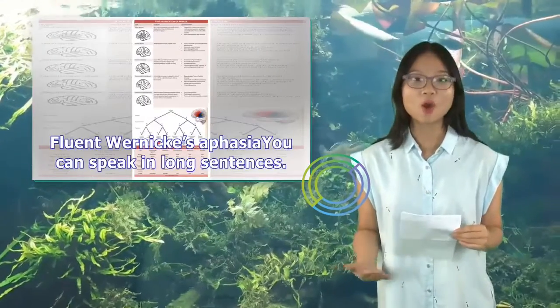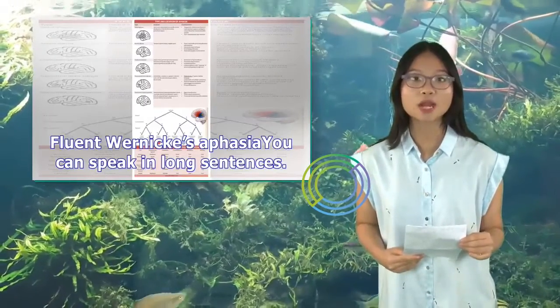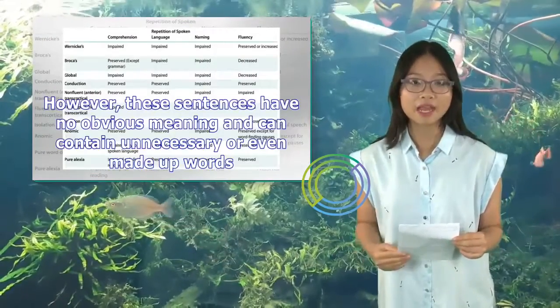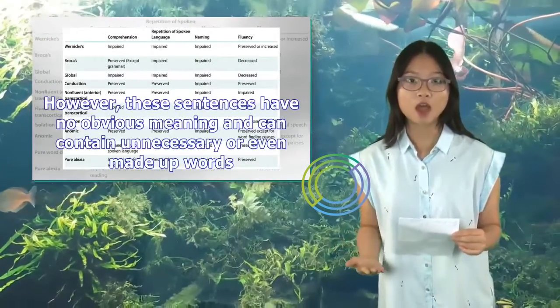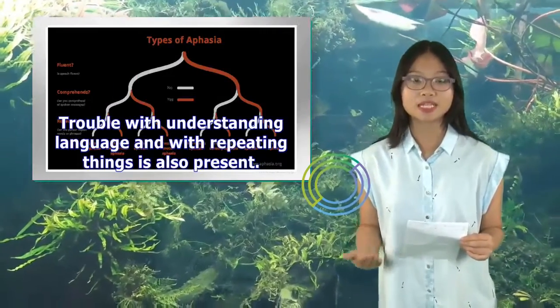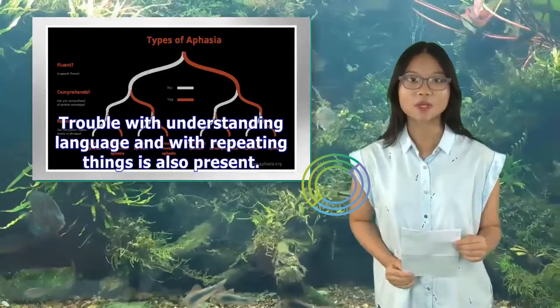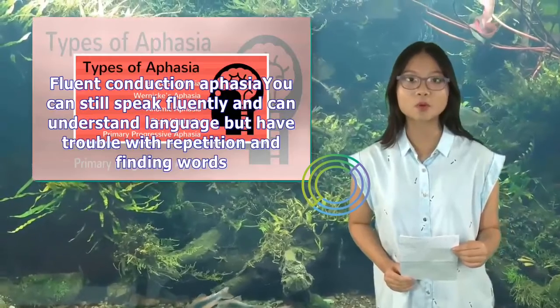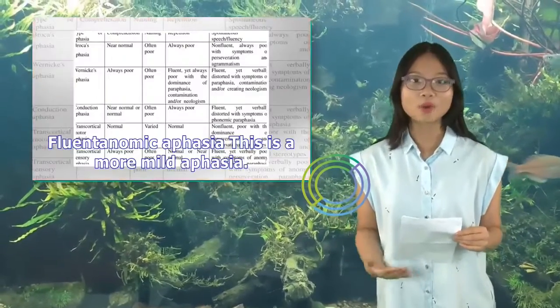Fluent Wernicke's aphasia. You can speak in long sentences. However, these sentences have no obvious meaning and can contain unnecessary or even made-up words. Trouble with understanding language and with repeating things is also present. Fluent conduction aphasia: you can still speak fluently and can understand language but have trouble with repetition and finding words.